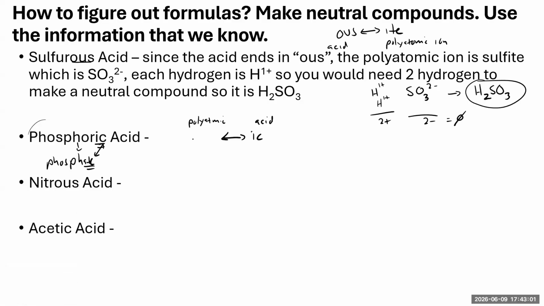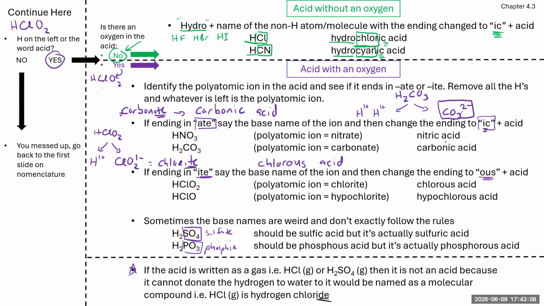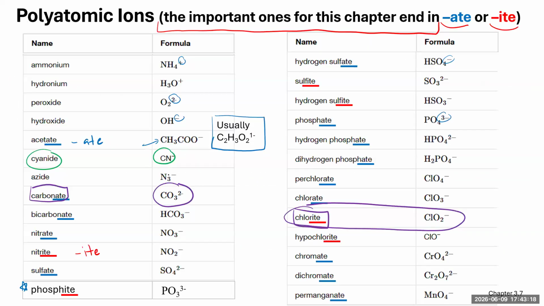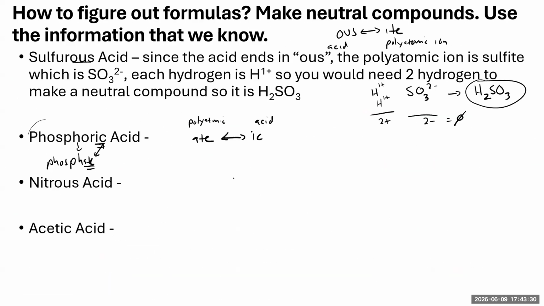And if you get confused, because I just confused you, you go up here and you look here, right? Ic and ate, right? And let's go back up. So we're looking for phosphate. Where's phosphate? Boom. Phosphate. This is the formula, PO4 3 minus. So phosphate equals PO4 3 minus.